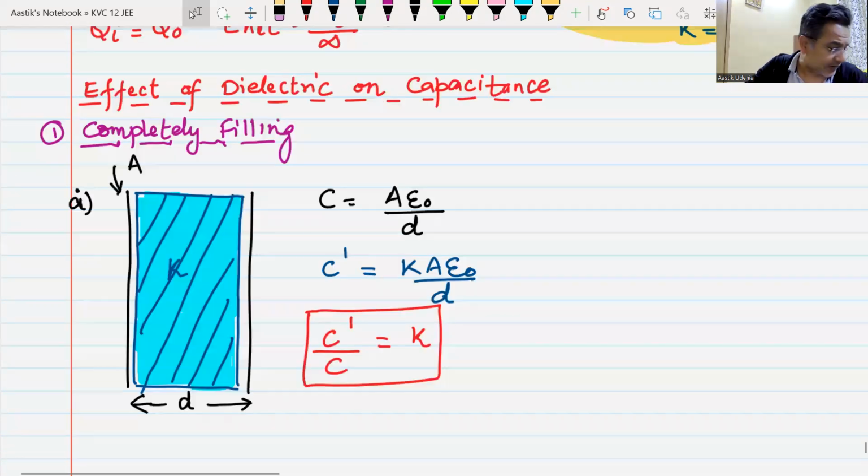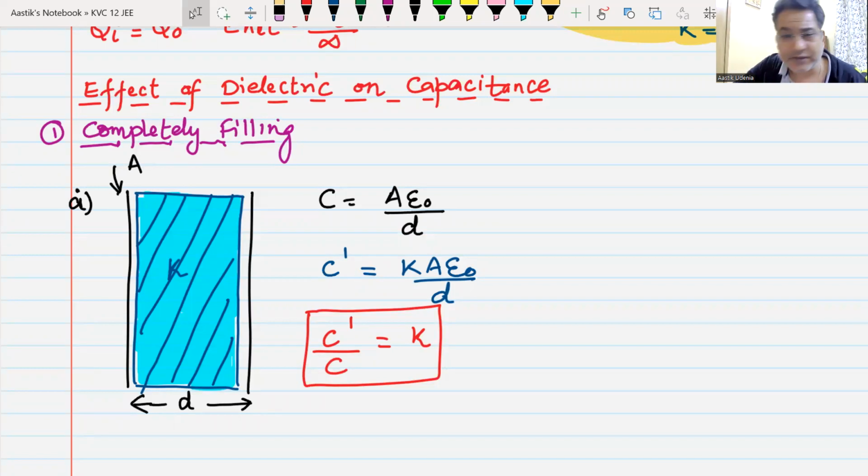We had seen the effect of dielectric when the dielectric is completely filling up the space between the capacitor plates, and we had seen that in that condition, the dielectric constant K gets multiplied with the original capacitance, and the new capacitance becomes K times the original capacitance. Do we remember this? Yes or no?